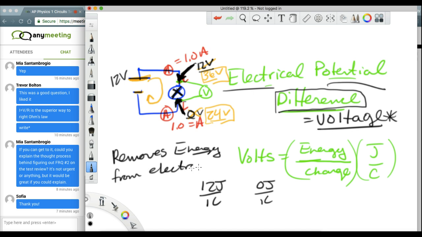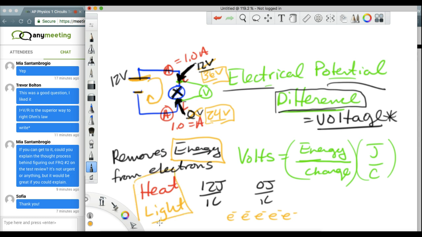How do we know there's energy removed? Well, I can feel it. What can I feel it as? I can feel it as heat. I can see it a lot of times. If it's a light bulb, what can I see it as? I can see it as light. So that energy from the little electrons moving through the wire, they had energy, but then that energy was given off as heat and light. Kind of like a combustion reaction.